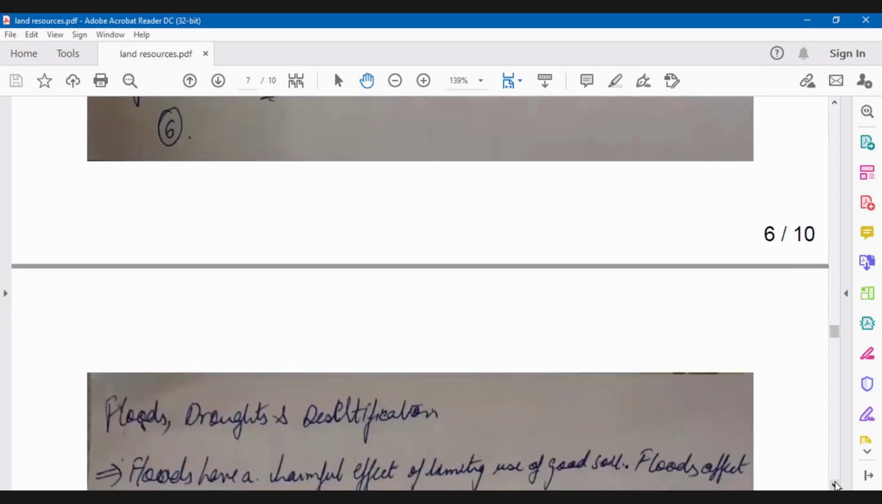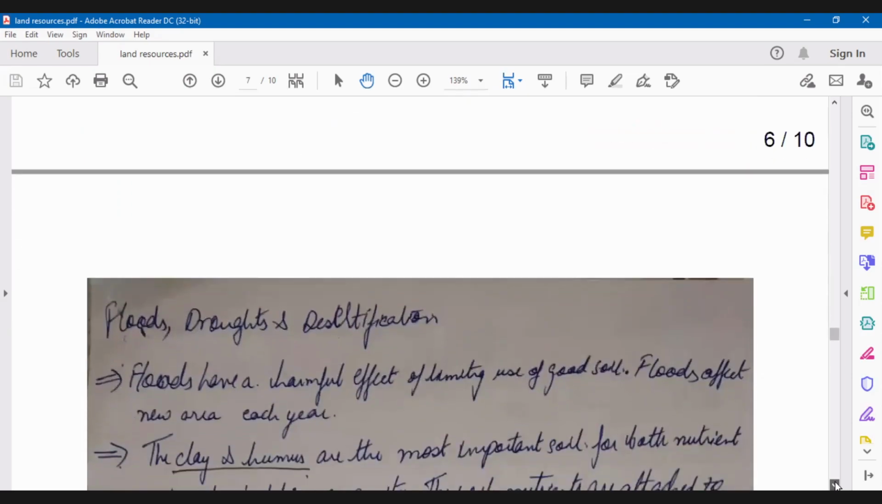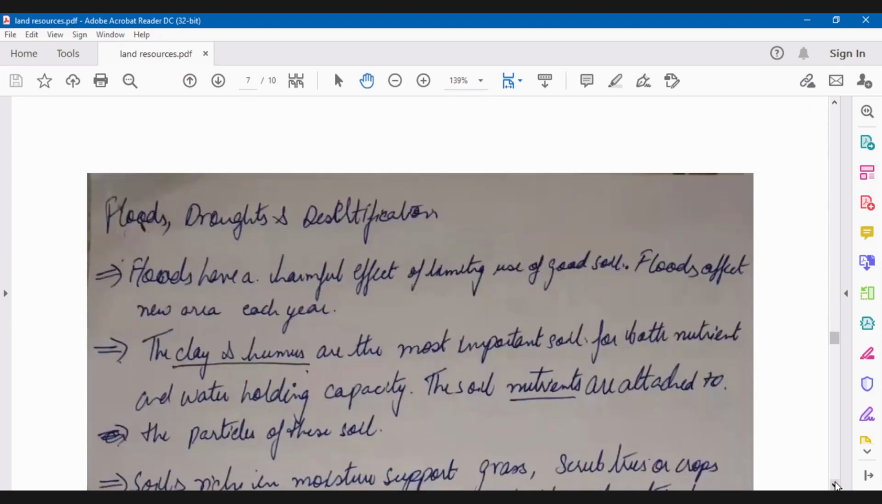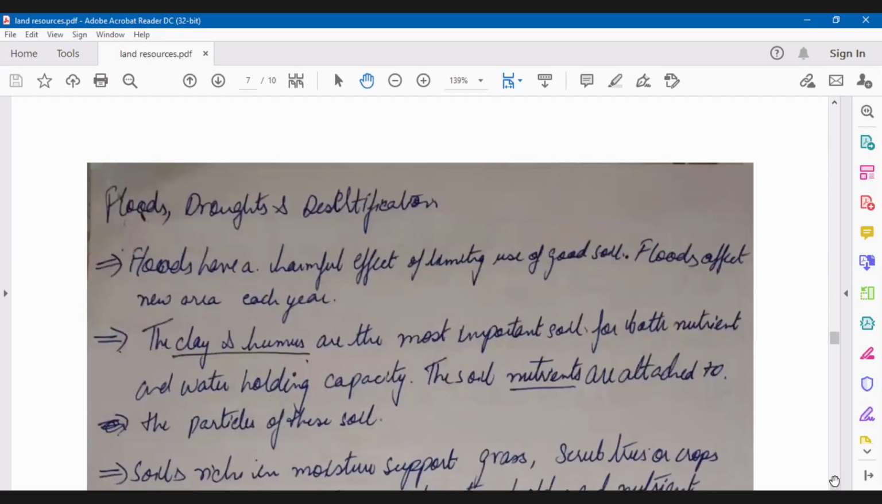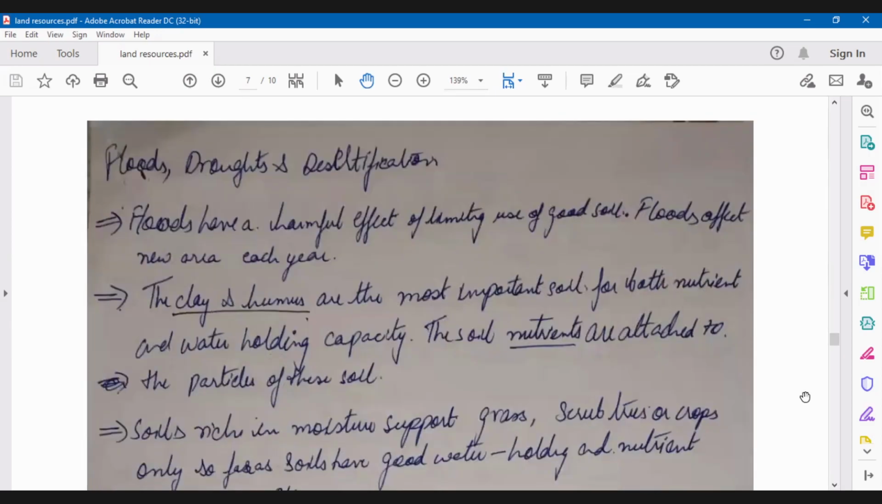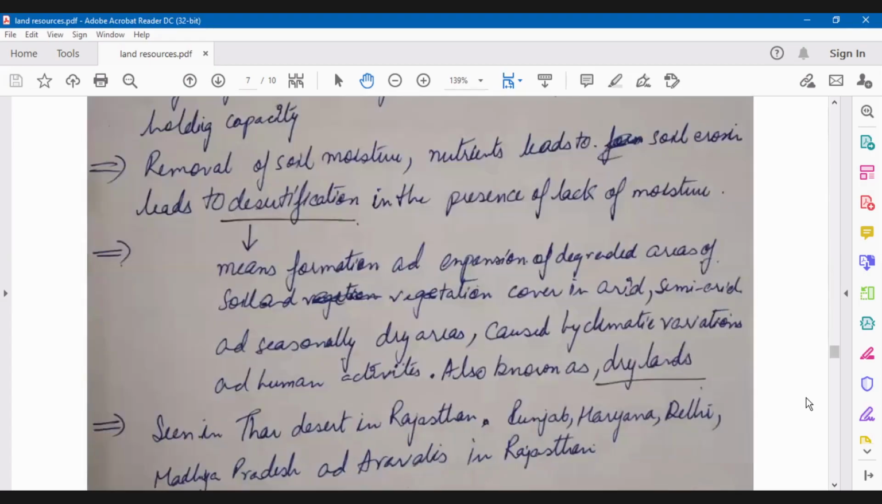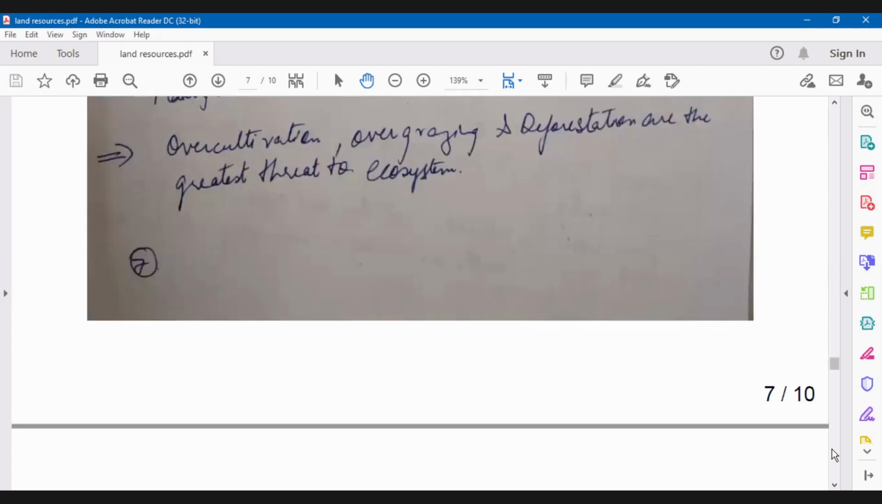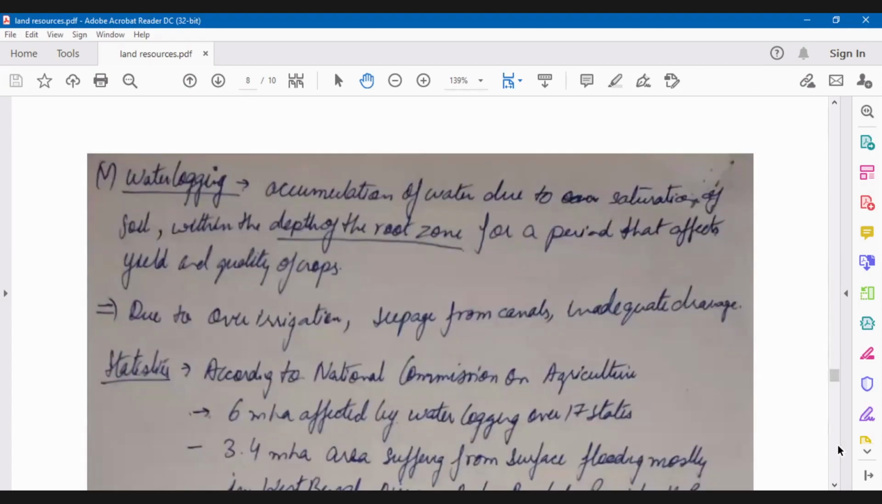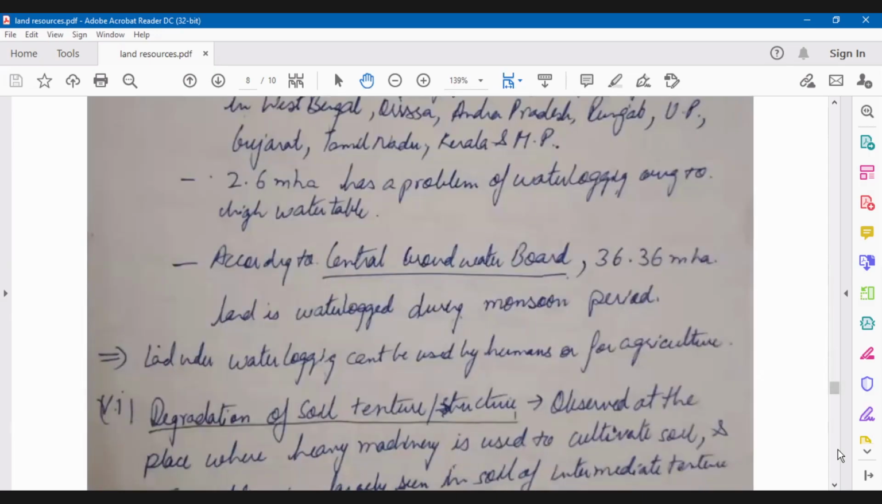Next is your floods, droughts, and desertification. Although we have talked about floods, drought, and desertification, we are going to take it in a bit more detail. Then we have waterlogging, its statistics, because last time we did not talk about its statistics. So today we are going to do that.